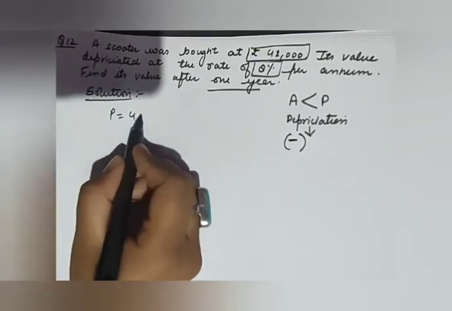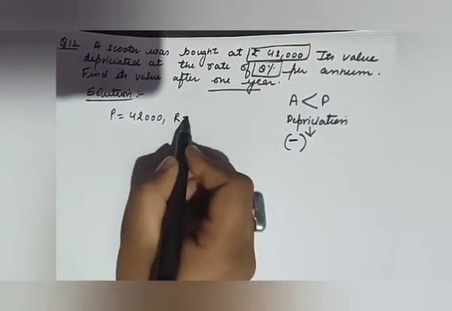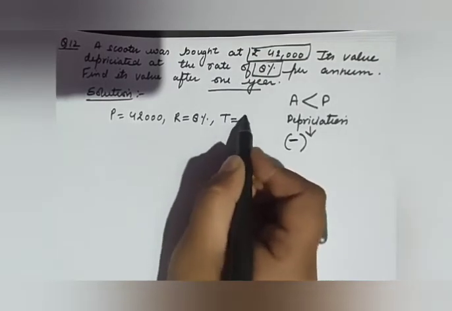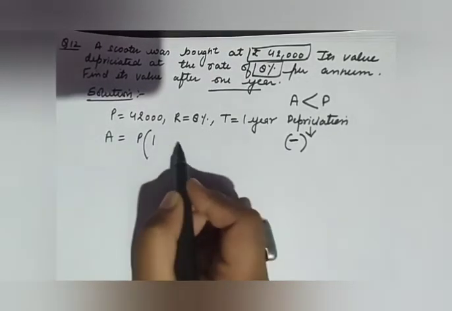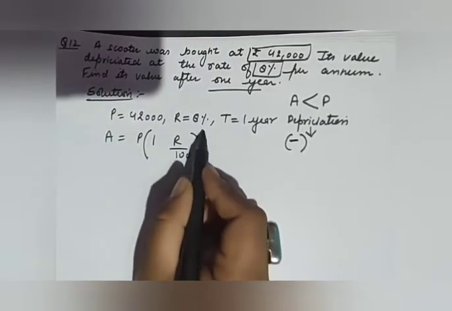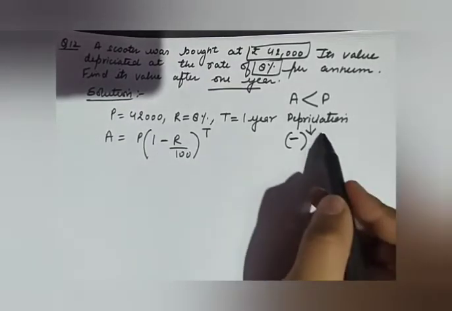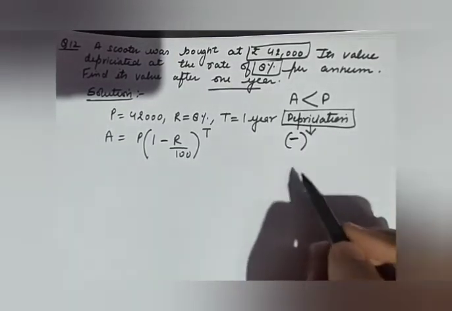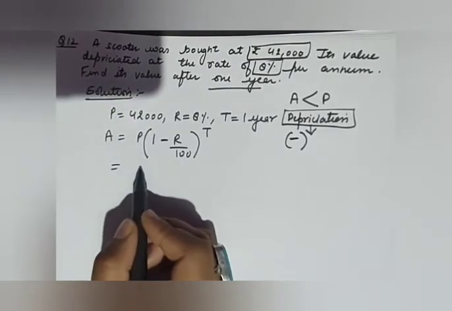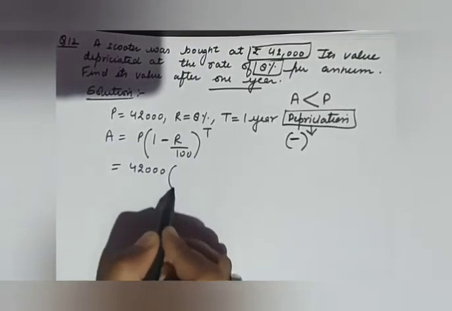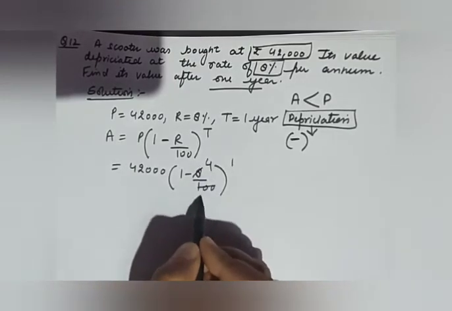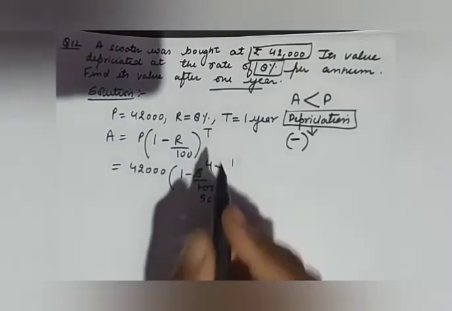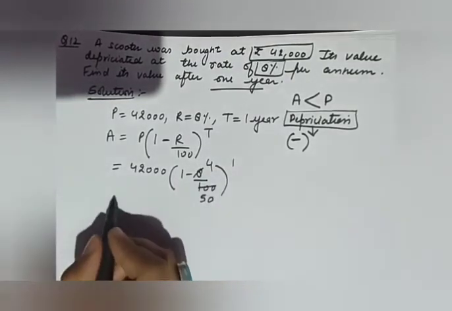So if principal is 42,000 here and your rate is 8% and your time is 1 year, so beta, we have to find out amount. We will apply the same formula, but instead of plus we will apply minus here. Why? Because our depreciation is there and our money is becoming less in comparison to the money that I have paid for the scooter. Okay, so 42,000 is here. Again here rate is 1 minus 8 upon 100 raised to power 1 here. So 2 4s are 8, 2 50. So it is like, yes, 4 upon 50 is here.